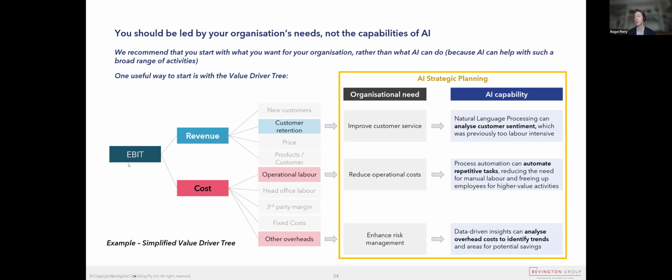So if you're targeting profit outcome and earnings before interest and tax, where are you going to play? You can improve customer service. How are you going to do that with AI capability? You're going to reduce operating costs. How are you going to do that? So you might be improving customer service using natural language processing. You might be reducing operating costs through automation.